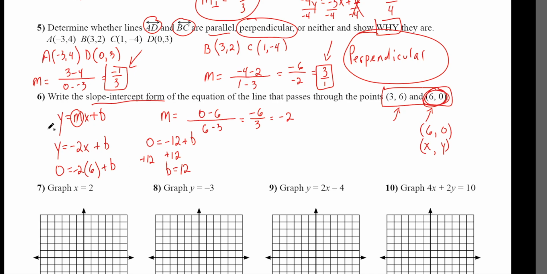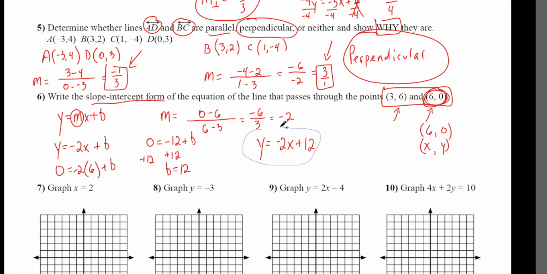Now I'm not done because I want to put it in the slope-intercept form. I want to make it look like y equals mx plus b. So I write y equals m. What was my m? Negative 2. And then the x, and then what was my b? Plus 12, and that is how you do that problem.